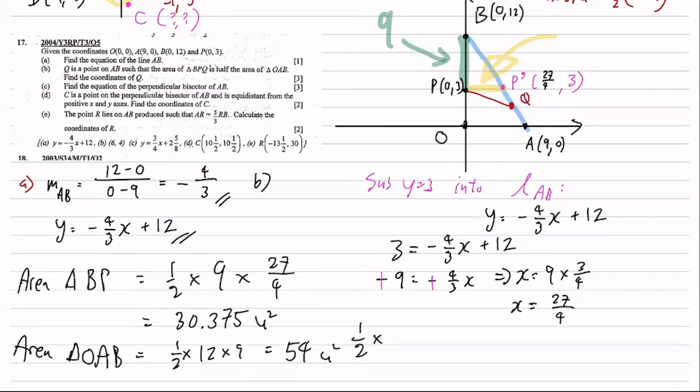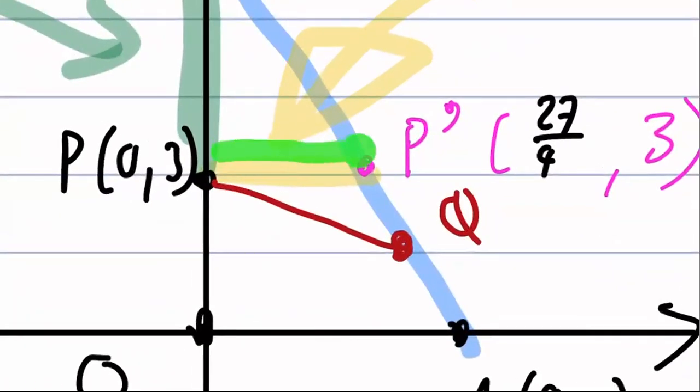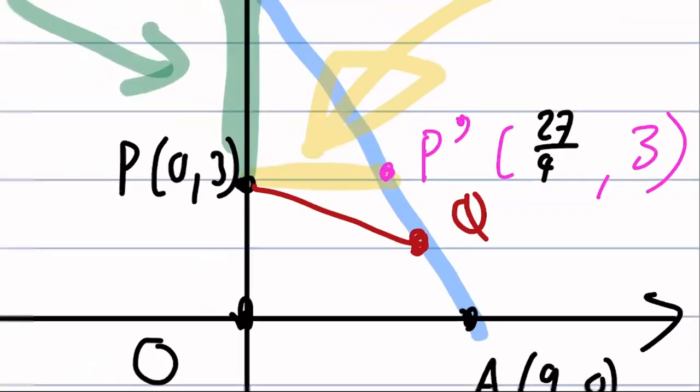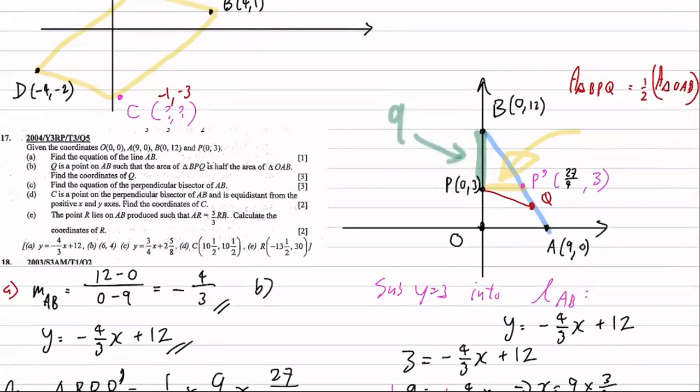Did you realize that? Half times base times height is actually the area of BPP prime. That's not the height of the triangle BPQ. Do you see? Let me zoom in. Yeah. The height should be yellow plus a bit more. And it's obvious because the area of triangle BPQ is bigger than the area of triangle BPP prime.